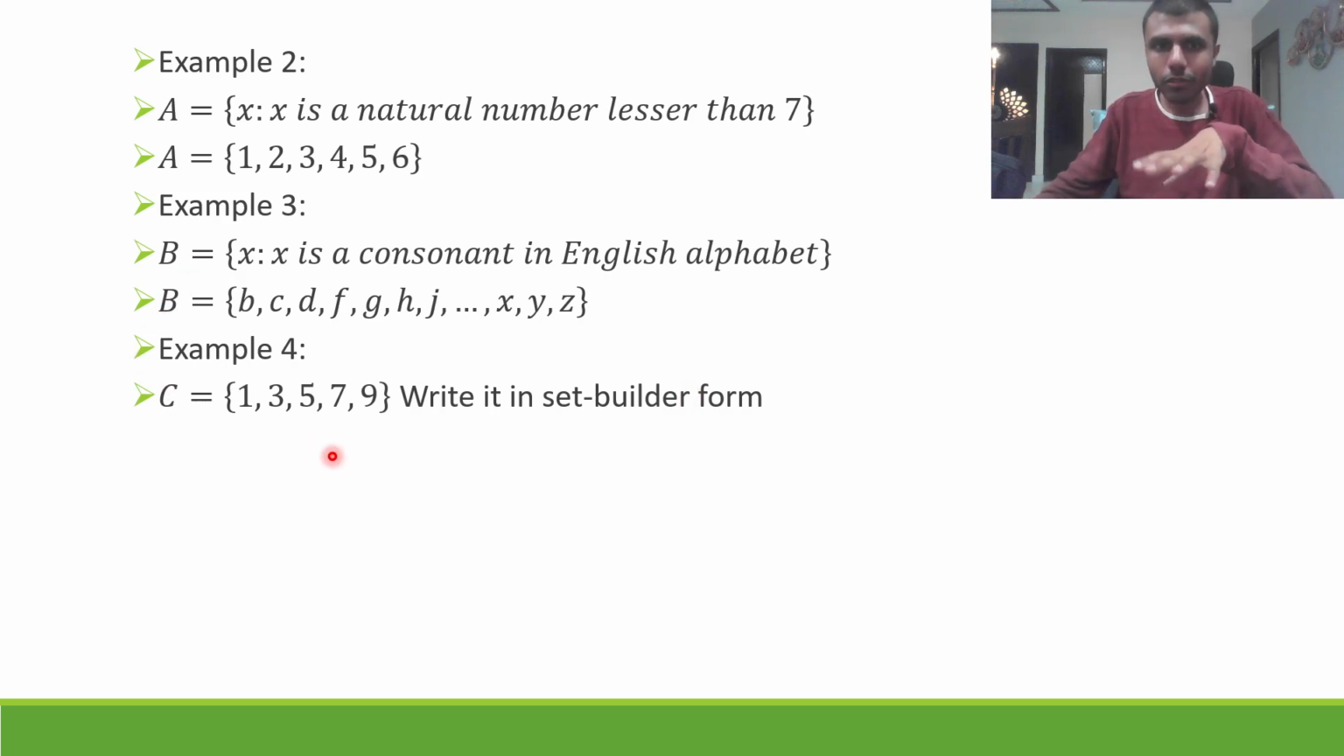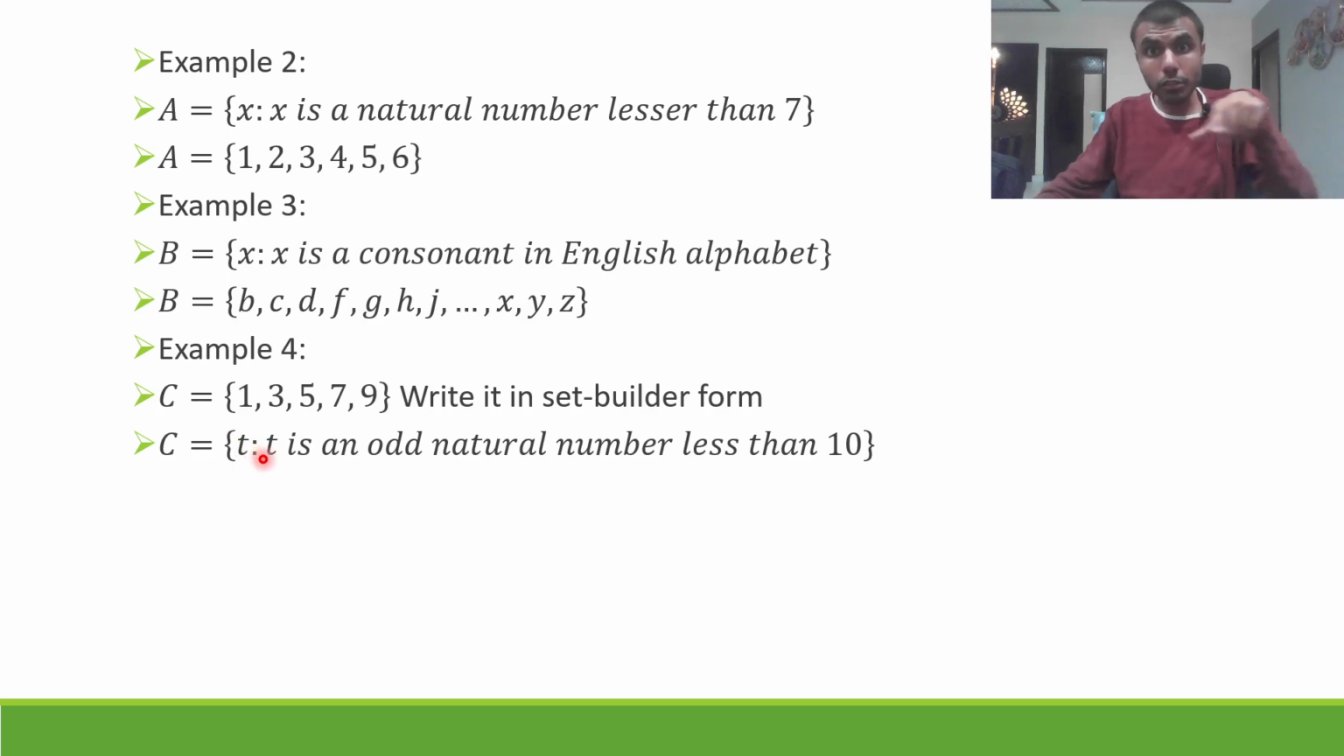See, first what we have to do is identify the single common property. What is the single common property? From what I see, these are natural numbers and they are odd numbers. Superb. And they're odd numbers less than 10. So C is the set of all T such that T is an odd natural number less than 10. Here I've used a different variable T, because you can use T, D, anything is fine. Again, this is the single common property for the elements of this set.